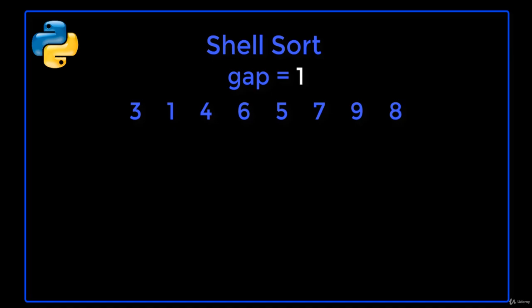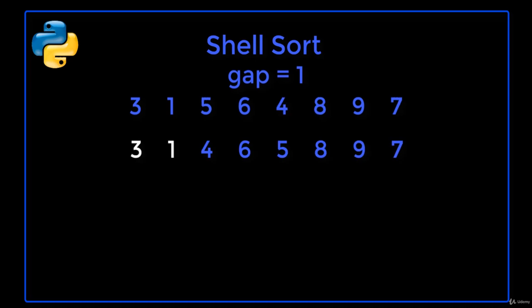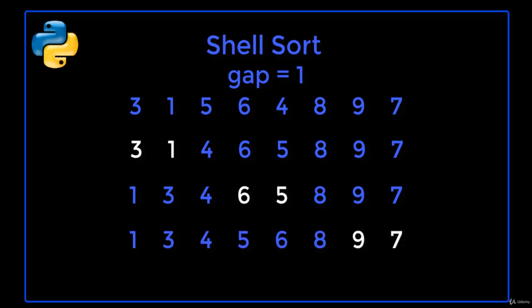On the third iteration, the gap is divided by 2 again. This makes the gap 1. 1 is less than 3, so the 2 elements are swapped. The 5 is less than 6, so the 2 elements are swapped. The 7 is less than the 9, so those 2 elements are swapped. The next and final step is to swap the 8 and the 7. Now the collection is in order.